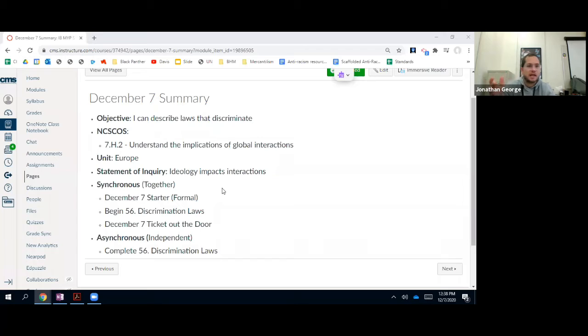Our objective today is to describe laws that discriminate. We're going to look at specific laws from different time periods and different regions of the world, to help build a foundation for laws that were legal, or were deemed illegal, but also discriminated against groups of people. The unit is Europe, and the statement of inquiry is ideology, impacts, interactions.